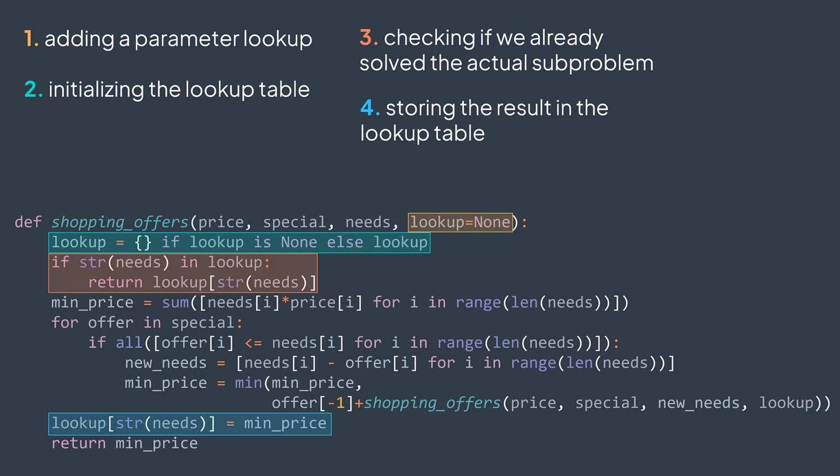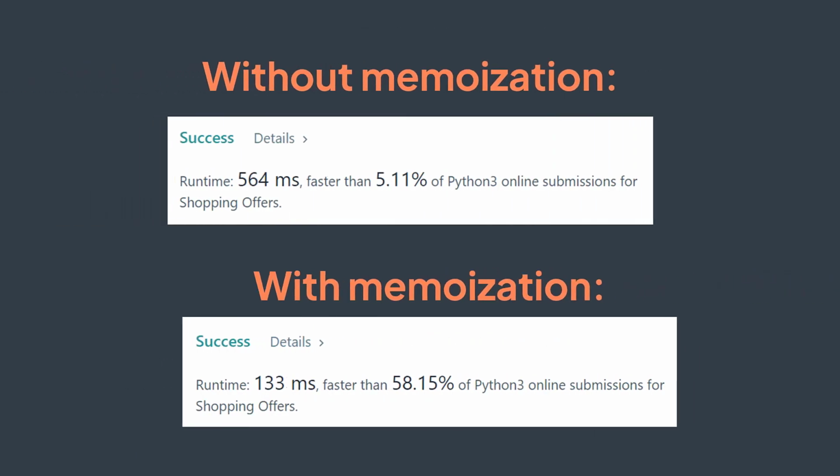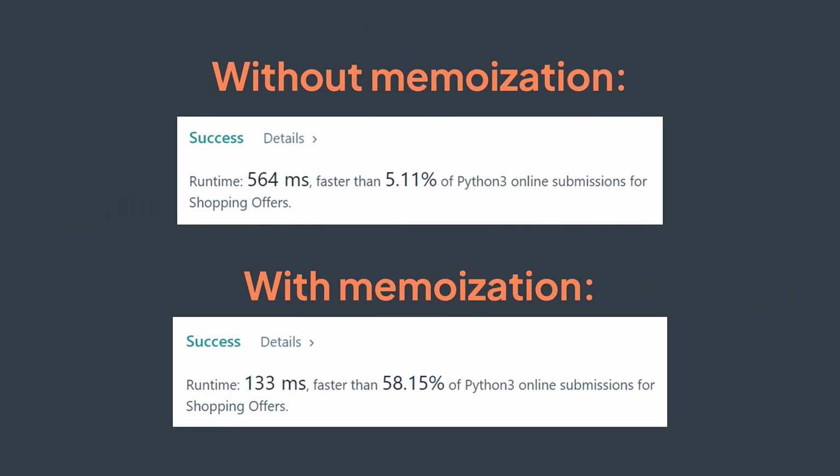And we're done. Here is the execution time in LeetCode before and after applying memoization. We're done with this problem. I hope that you understood the logic behind the solution and how we used the unbounded knapsack problem to solve this one.